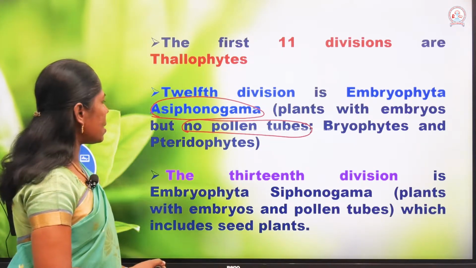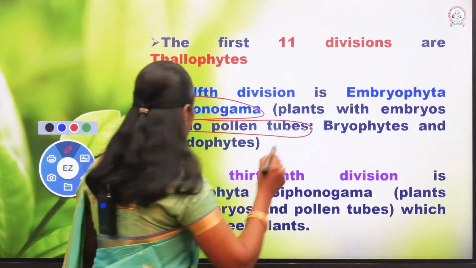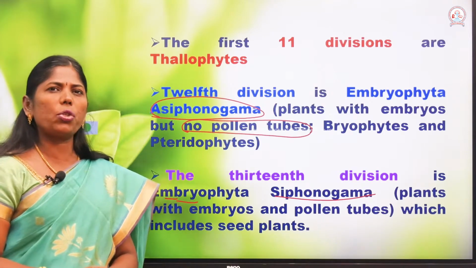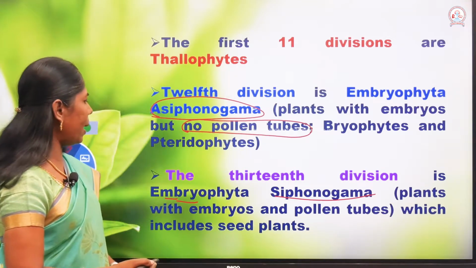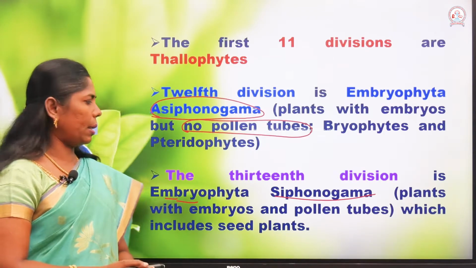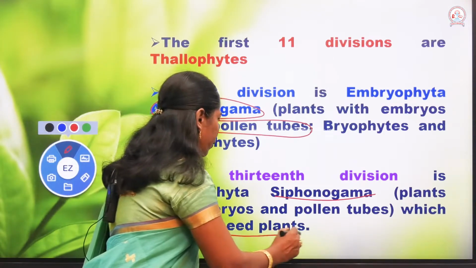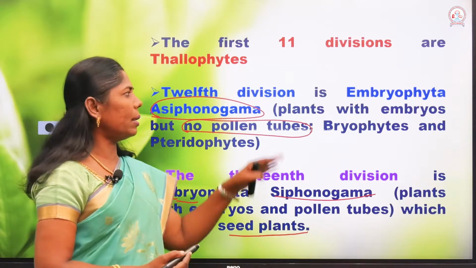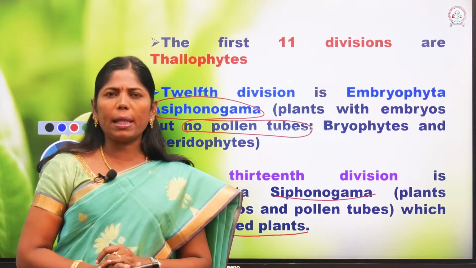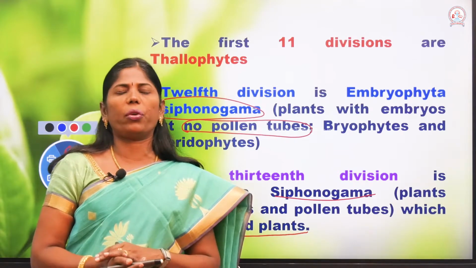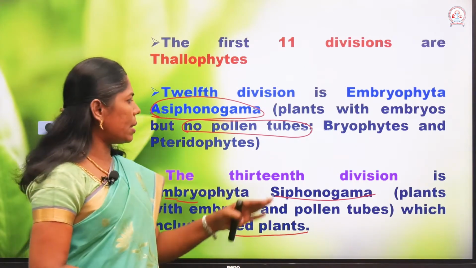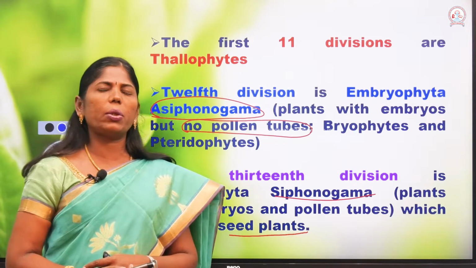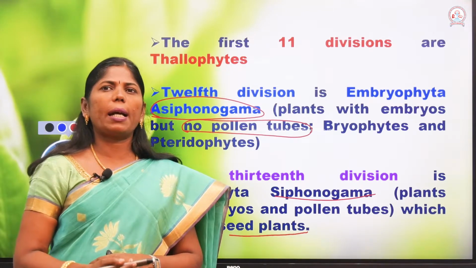Next, the 13th division is embryophyta with Siphonogama. Siphonogama has a pollen tube இருக்குறதால Siphonogama அப்படினு சொல்றோம். These are plants with embryos and pollen tubes, which include the seeded plants. So in the 13 divisions, 11 divisions are thallophytes, the 12th is embryophyta with Asiphonogama and the 13th is embryophyta with Siphonogama. அது Asiphonogama, இது Siphonogama அப்படினு சொல்றோம். That denotes the absence and presence of pollen tube.